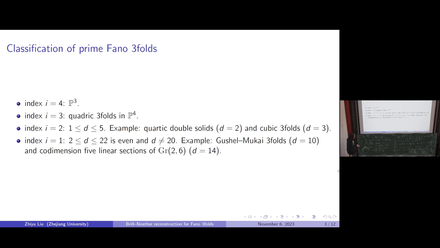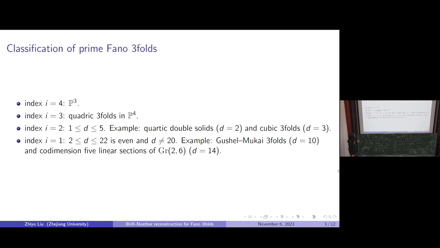Finally, for the index 1 case, there are 10 families of prime Fano threefolds, and there are also two examples. The first one is called the Gushel-Mukai threefolds, of degree 10. It is either a linear section intersected with a quadric hypersurface in the Grassmannian GR(2,5), or a double cover of a linear section of GR(2,5). The second one is the degree 14 case, which is always a codimension 5 linear section of the Grassmannian GR(2,6). These are the index 1 examples.